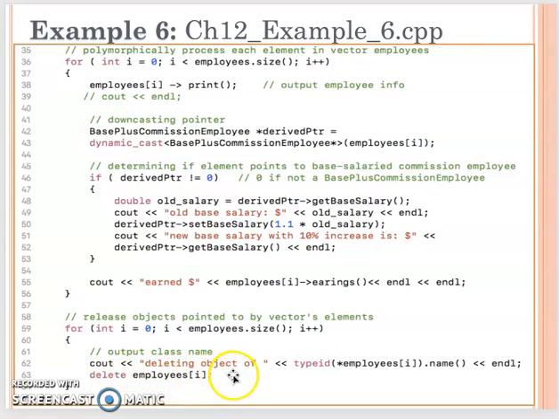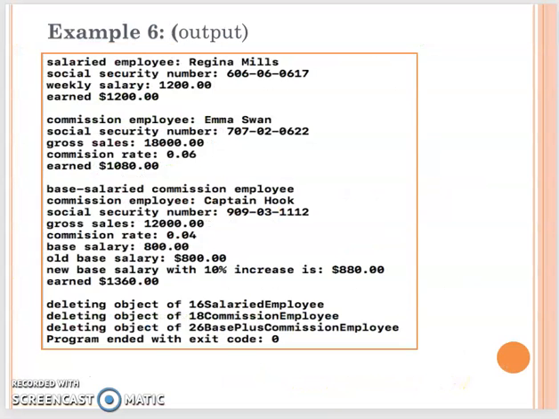If you want to know the object type, you see we can also display the object type name. That's why here is the output. We display all the employee information, but only Captain Hook is the base salary and commission employee, so we raise it by 10%. Then you see we delete the objects. Here we actually display the name of each object, so that's why you see the class name being displayed.